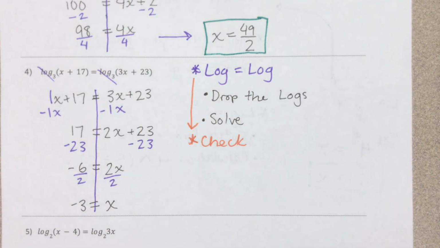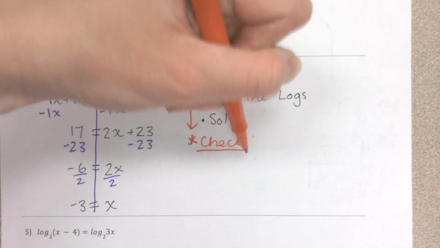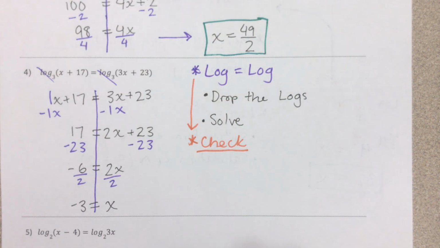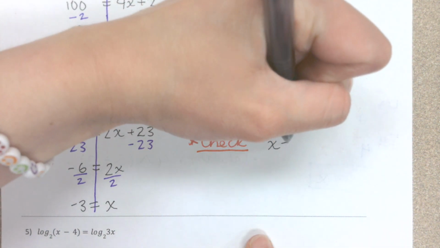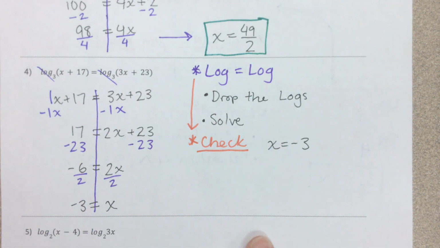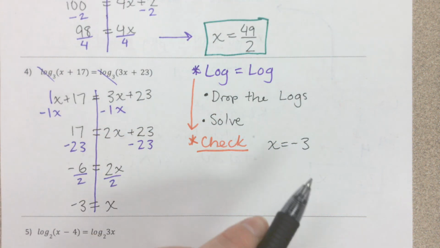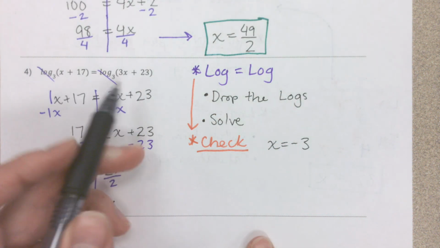And that only happens with the log equals log problems. That's the only time you are required to check your answer. So whenever you have log equals log, check. We will check our answer, which is x equals negative 3. So I'm going to plug negative 3 into the x's in my original equation.